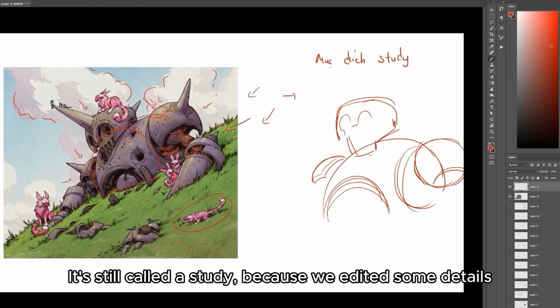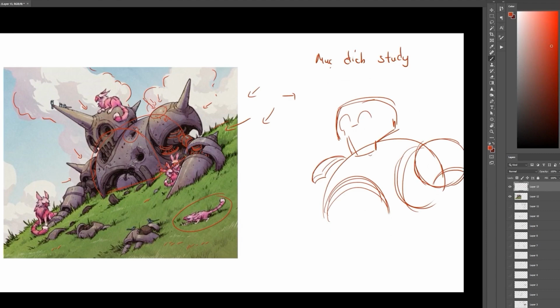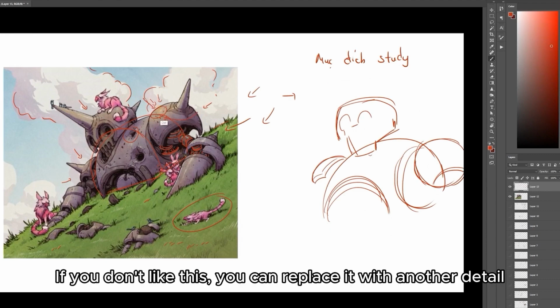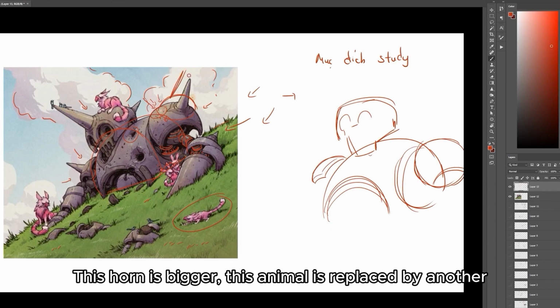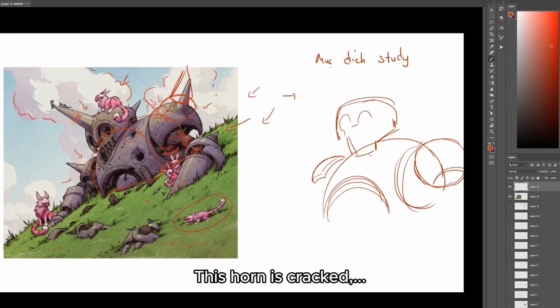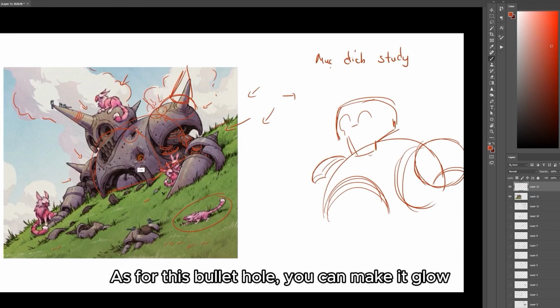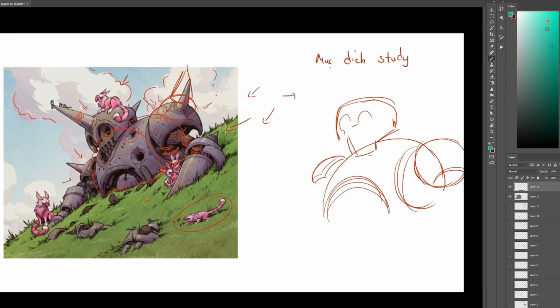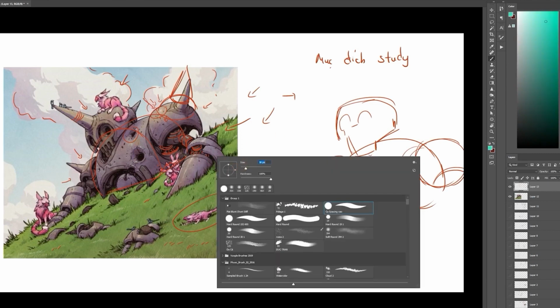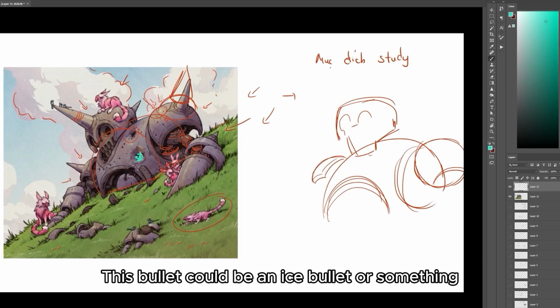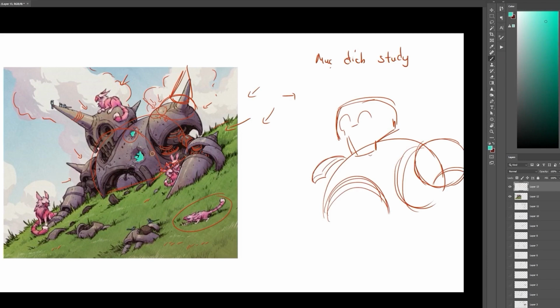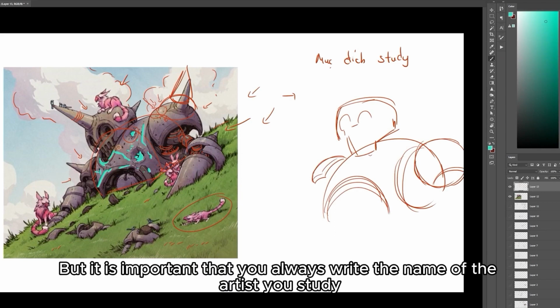It's still called a study, because we edited some details. If you don't like this, you can replace it with another detail. This horn is bigger, this animal is replaced by another. This horn is cracked. As for this bullet hole, you can make it glow. This bullet could be an ice bullet or something. Create effects on this robot. You can change it. But it is important that you always write the name of the artist you study.